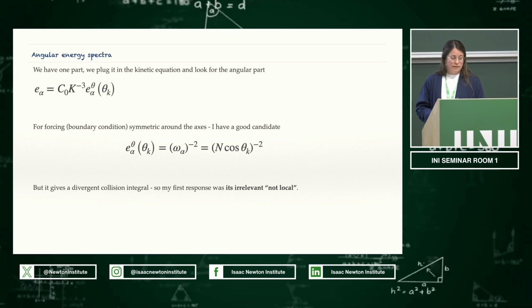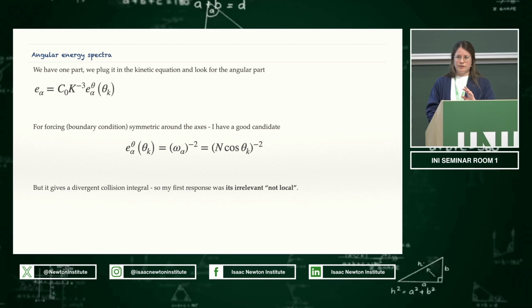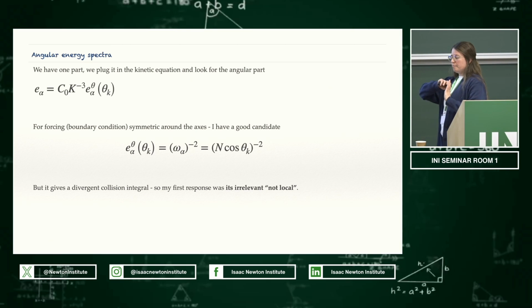And if I consider forcing or boundary condition, which is symmetric with respect to the axis, so it does not need to be isotropic, just symmetric with respect to the axis, then I expect to have a solution which is symmetric with respect to the axis. And I have a good candidate for that because of how the collision integral looks. And this is my candidate.